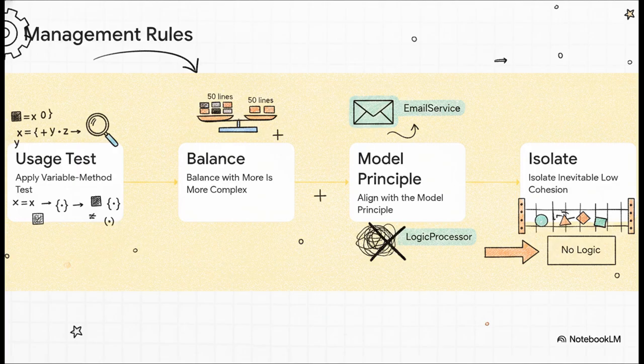First, apply the variable method test. If a group of methods only operates on a tiny subset of variables, extract them. Second, balance with complexity. Remember the more is more complex principle. Don't split up a simple 50-line class just for the sake of it if it functionally makes sense as one unit. Third, align with the model principle. Your cohesive classes should match real business objects like email service rather than generic, abstract nightmares like logic processor.